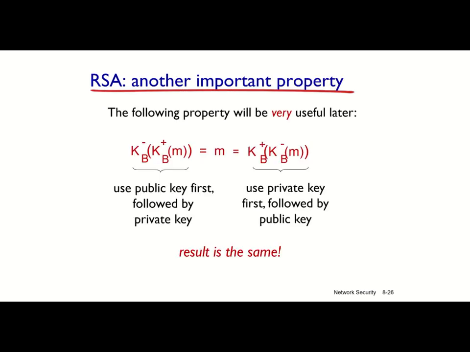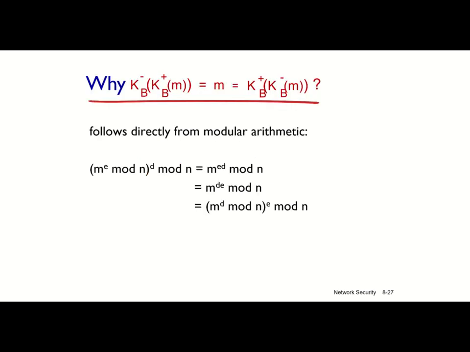An interesting property of RSA is that if you apply K^- first, which is the private key, on m, and then after that apply K^+, which is the public key, you get the same result as when you apply the public key first and then the private key. Again, you can prove in number theory that K^-(K^+(m)) is equal to K^+(K^-(m)).